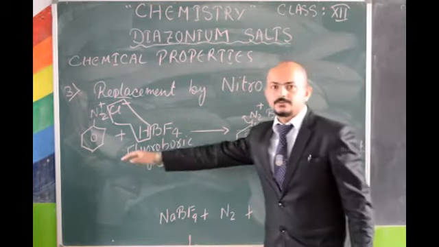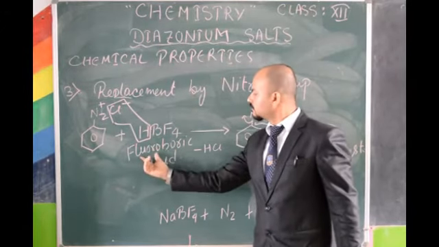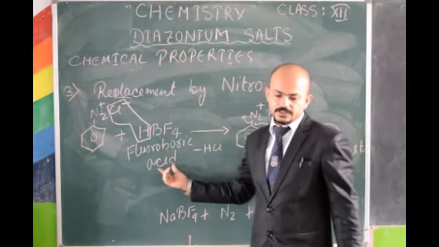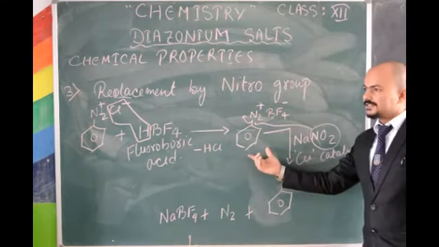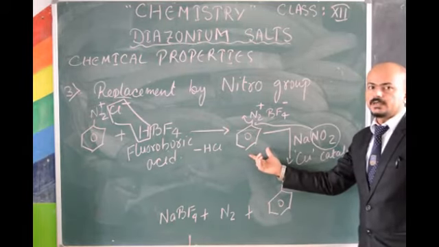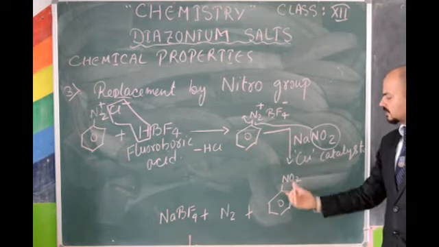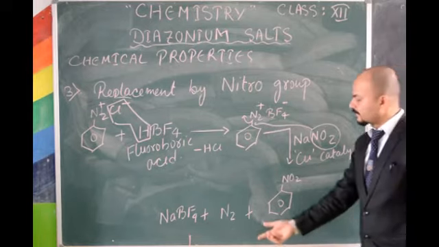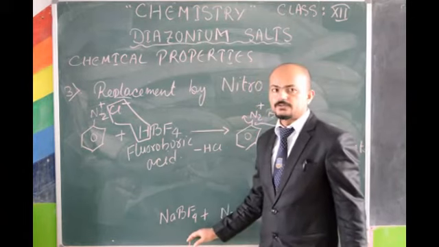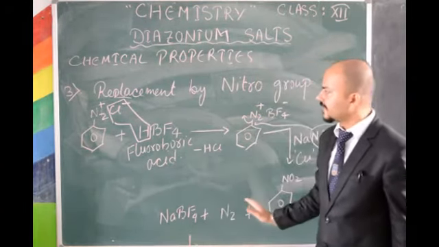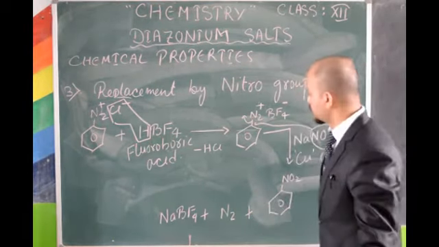So here what you have to remember is the formula and the name of this acid, which is known as fluoroboric acid. This is the intermediate form. This intermediate form, on treatment with sodium nitrite and copper as catalyst, we get nitrobenzene, and the byproducts are nitrogen gas and NaBF4. Okay, this reaction, please remember it properly, because similar to this reaction, we again have one more reaction.